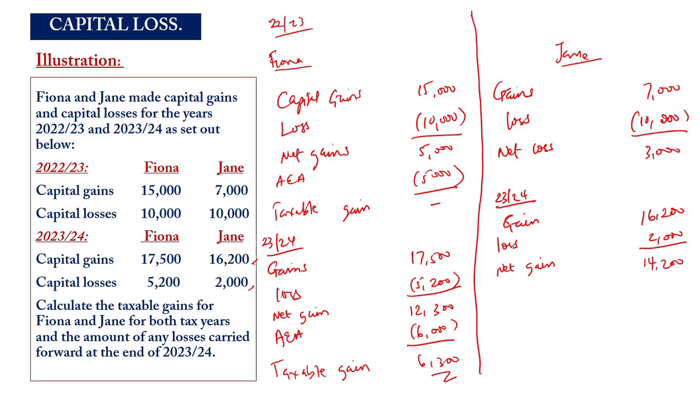Now, the annual exempt amount in the current year will also be prioritized over any loss being brought forward from the previous year. So here we also charge the annual exempt amount of £6,000 first. So here we are left with £8,200 before we charge the loss brought forward of £3,000. So the taxable gain here is £5,200.